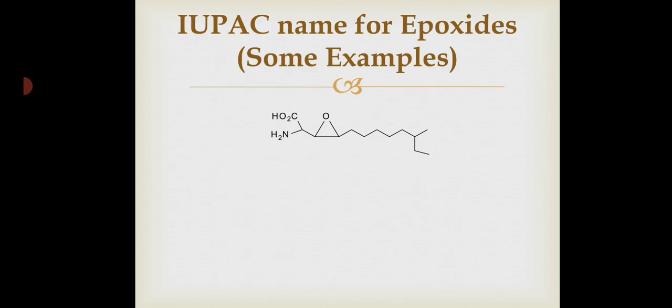Now look at the last example. What are the things you are having? What are the groups you are having? You are having an epoxy ring, you have a carboxylic group, you have an NH2 group, and also you have a methyl substituent. You know that epoxy and methyl, they both behave as a substituent, and their name comes in the prefix before the parent name.